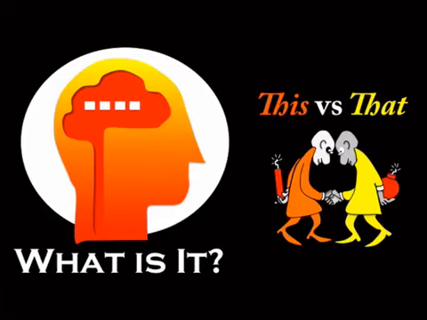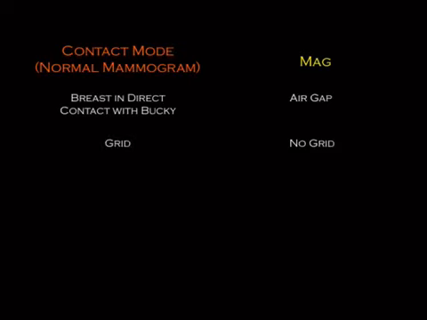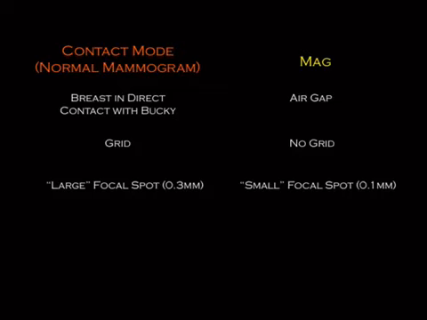All right, so let's do a quick review of a regular mammogram versus a magnification view. In a regular mammogram, the breast is in direct contact with the bucky. With a magnification view, we've got an air gap. Remember, we use a grid in a normal mammogram, but not with a magnification view. Instead, we use an air gap technique. A large focal spot, large relative, remember, is still smaller than it would be for a diagnostic X-ray, between half and a tenth as much. But when you do a mag view, you're getting even smaller. And the paddle size is also smaller.